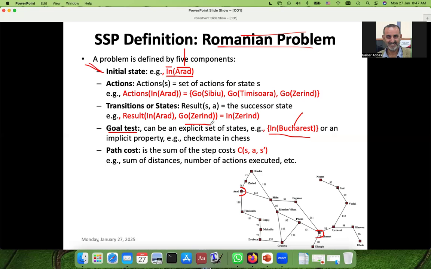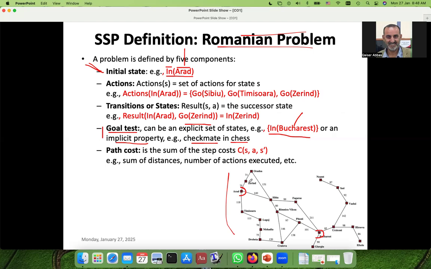But if the goal can be changed during the running of the problem, then that goal would be called implicit goal. For example, in chess, you don't know at which position the final checkmate will occur. So that is an implicit property. So in the goal, you have to identify the goal of the problem, and for this problem it is Bucharest. Okay, two things are done. Three things are remaining: actions, states, and path cost.